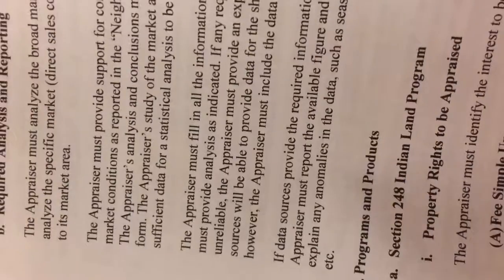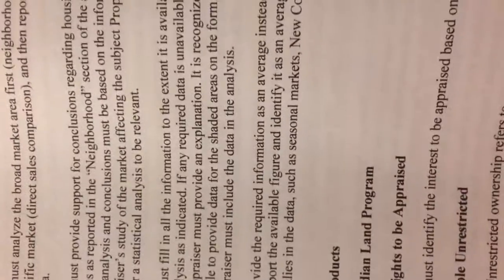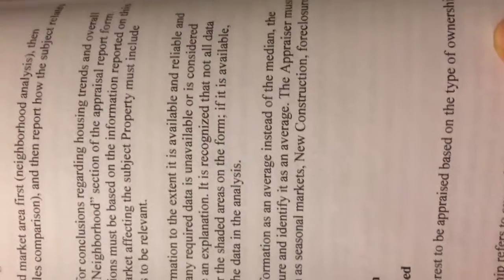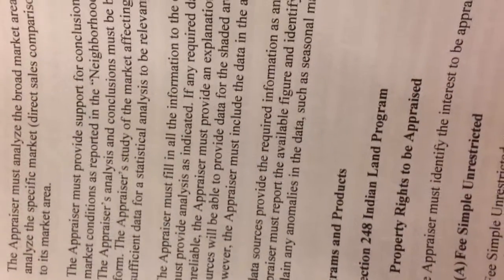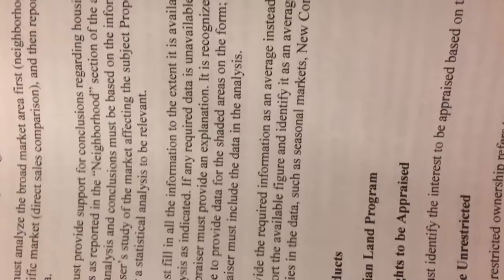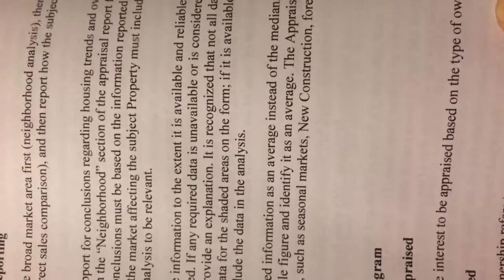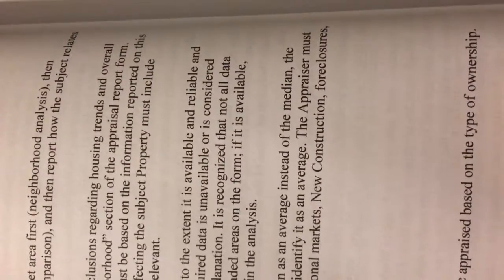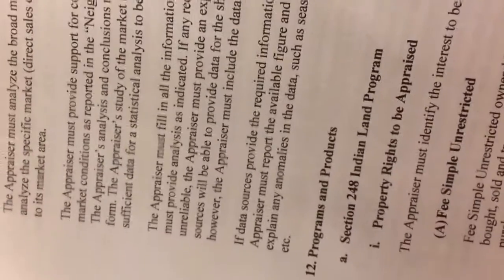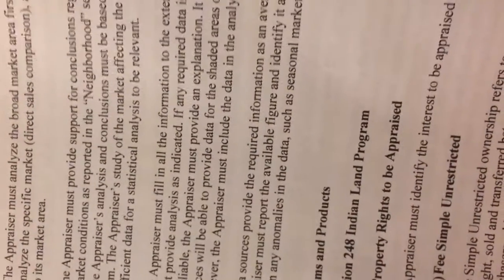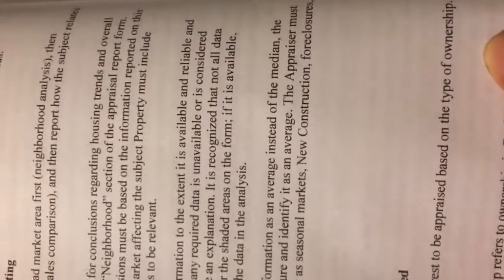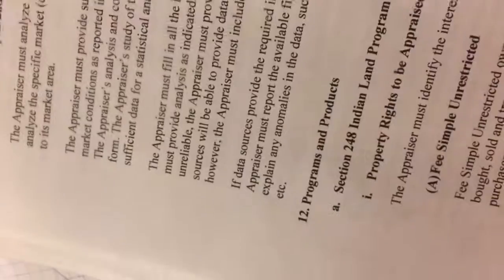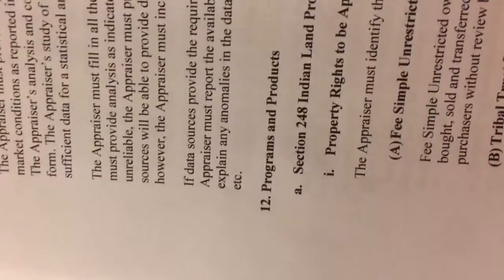If data sources provide the required information as an average instead of the median, the appraiser must report the available figure and identify it as an average. The appraiser must explain any anomalies in the data, such as seasonal markets, new construction, foreclosures, etc.